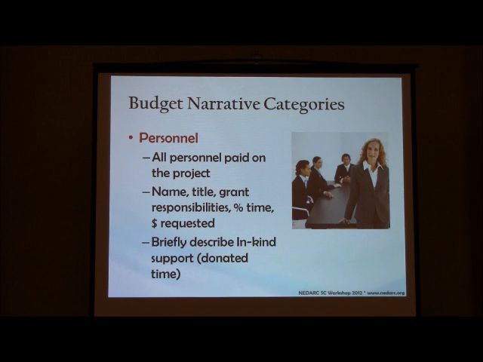So let's just go through each of these real quick. Personnel, this tends to be the largest budget category for your grants. It's basically all personnel paid on the project. You list the name of the individual, the title, grant responsibilities, percent of time, and dollars requested. This is also a good place to talk about in-kind support, or support that's being donated from people that aren't being paid by the grant, to show that there's support for the project within your state.